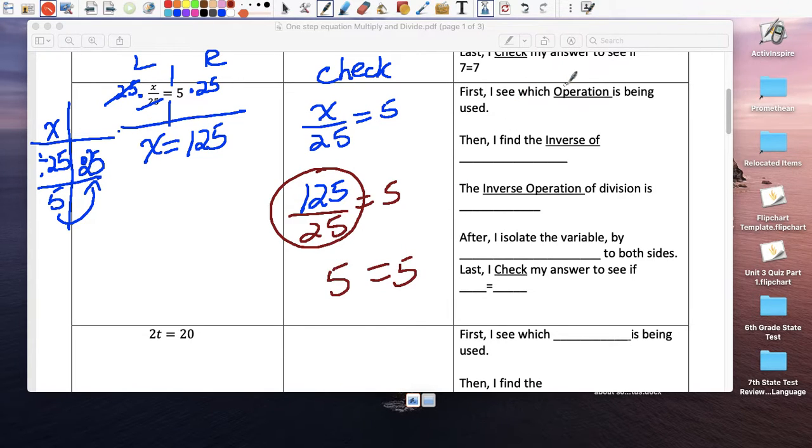So first I see which operation is being used. Then I find the inverse operation of division. The inverse operation of division is multiplication. After I isolate the variable, what did I do to both sides? I multiplied 25 to both sides. Last I check my answer to see if, in this case, 5 equals 5, right?